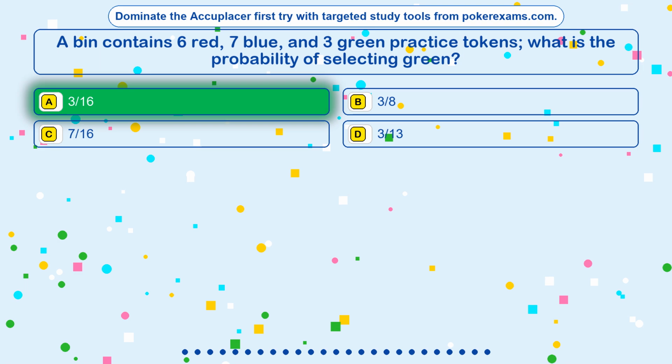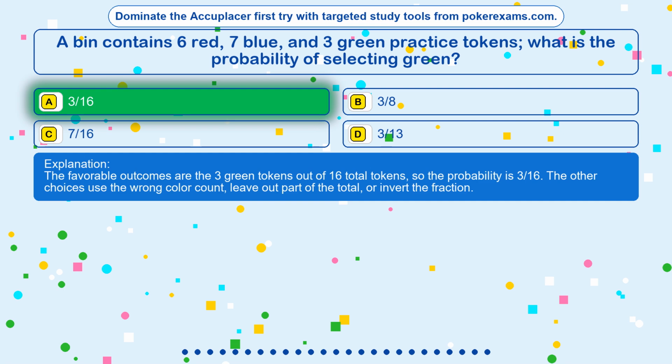The correct answer is option A, 3/16. The favorable outcomes are the 3 green tokens out of 16 total tokens, so the probability is 3/16. The other choices use the wrong color count, leave out part of the total, or invert the fraction.